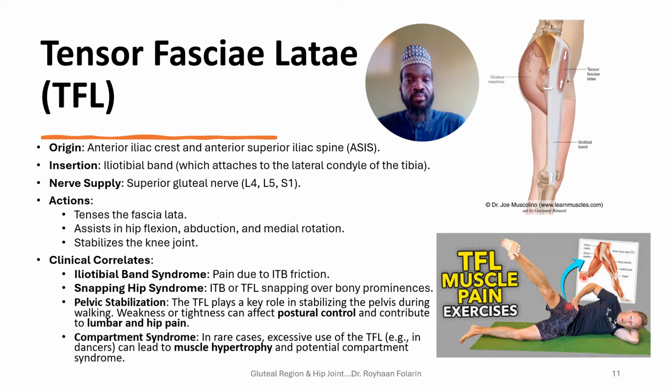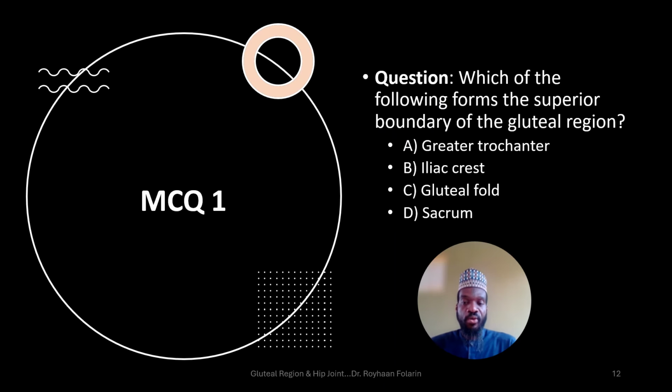So you would notice that all the gluteal muscles, the superficial gluteal muscles, receive innervation from the superior gluteal nerve, except the gluteus maximus, which receives the innervation from the inferior gluteal nerve. So take note of that. And that's as a result of the location of the muscle.